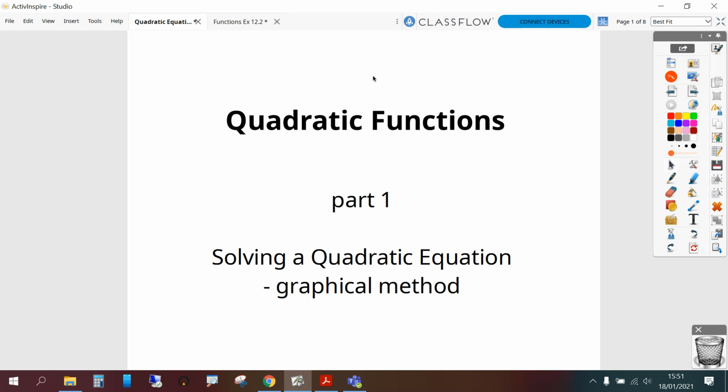This is Quadratic Functions Part 1. We're now going to focus on solving a quadratic equation using a graphical method.